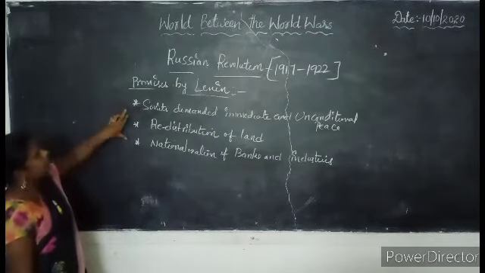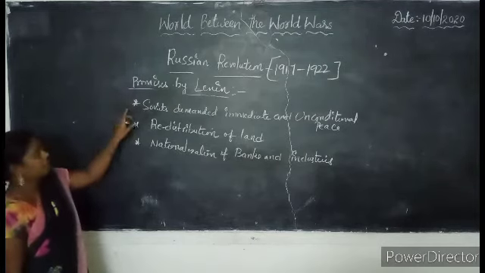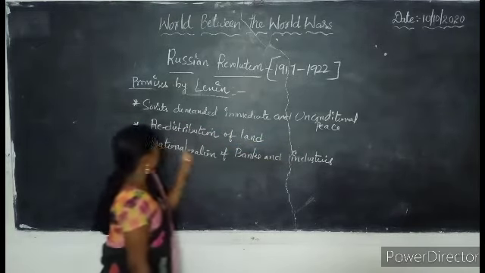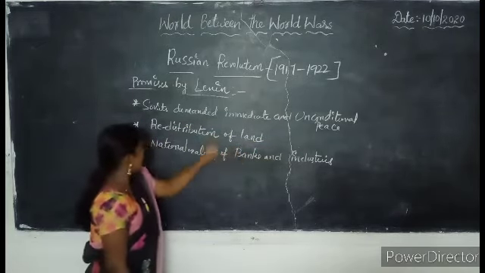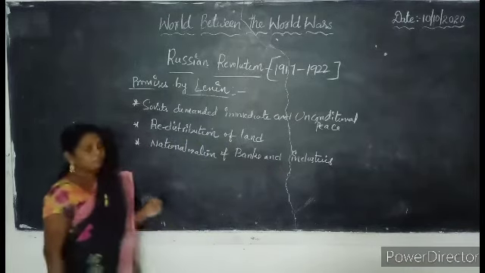These were the promises by Lenin to the Russian people. Soviets demanded immediate and unconditional peace, redistribution of land, and nationalization of the banks and the industries.